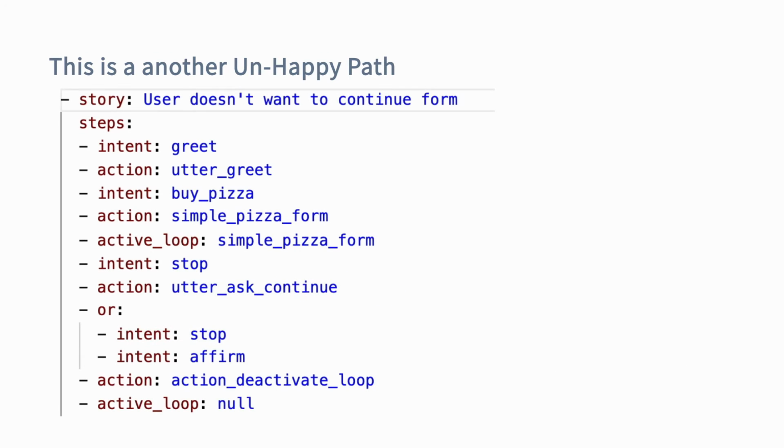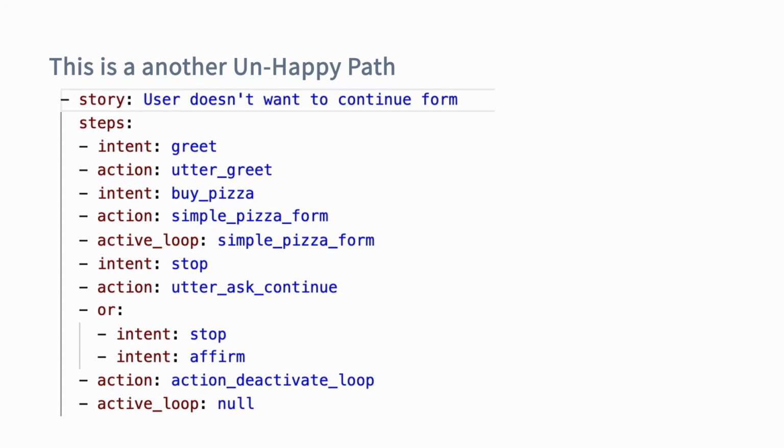To configure this behavior though, we don't configure a rule, instead we configure a stories.yaml file. In this file, you will notice that there is this stop intent being used, after which we ask the user if they're sure that they want to stop, and if they reply with an intent that's either stop or affirm, then we deactivate the loop, and the loop is no longer active.